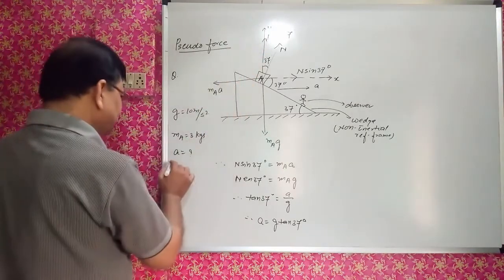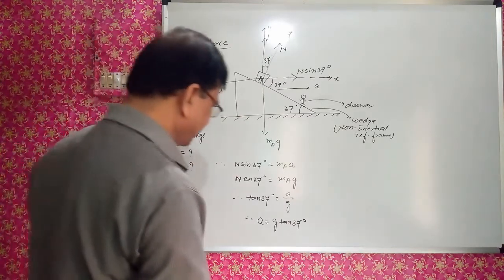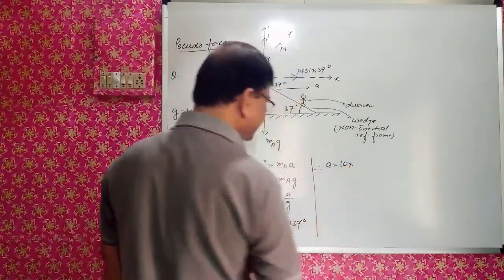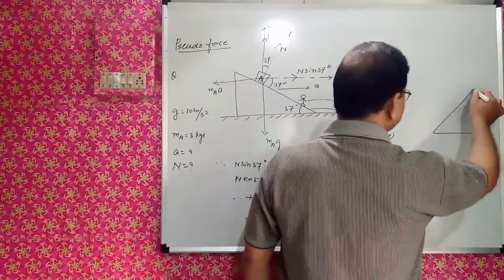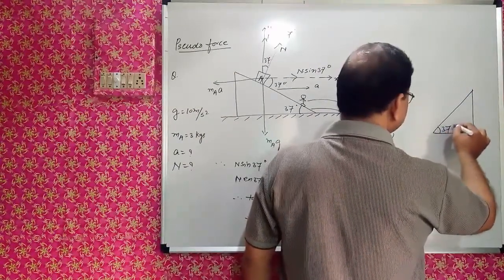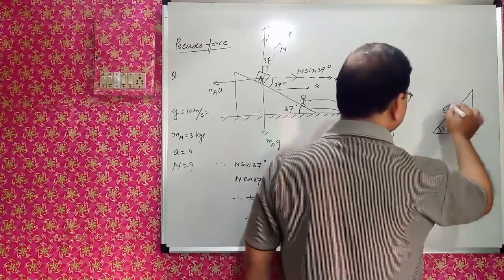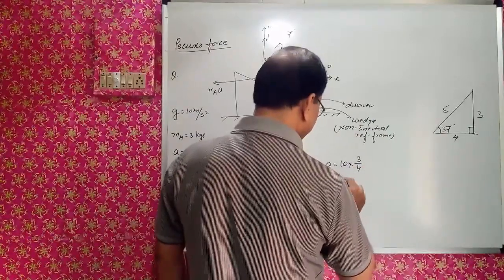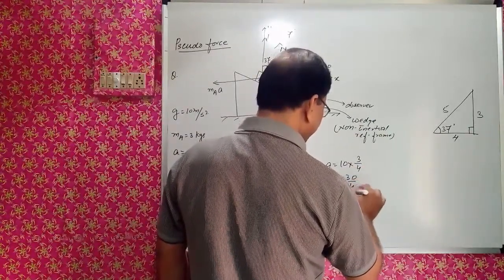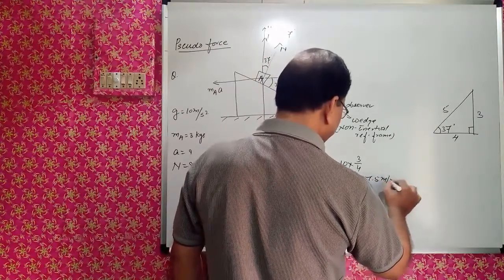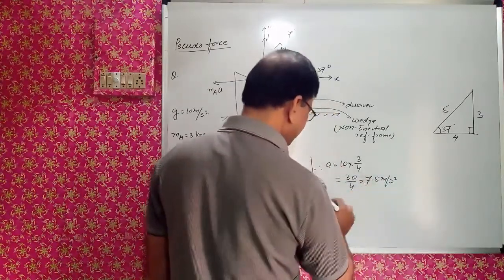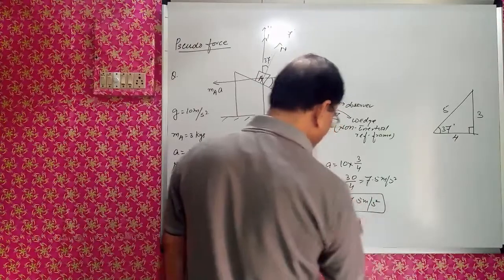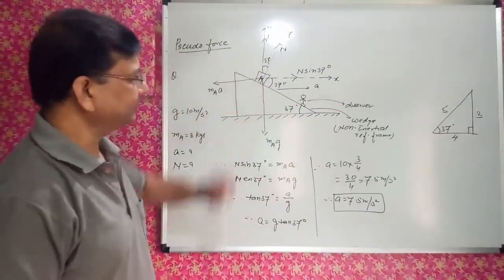And suppose the normal reaction is to be found out, that too we can find. So here from this we will get a is equal to 10 into tan 37. For 37, it is a standard angle: this is 90 degrees, this is 37 degrees, then this is 3, this is 4, and this is 5. So tan 37 is 3 by 4. So that will be 30 by 4, 7.5 meters per second square. Therefore, a is equal to 7.5 meters per second square. This should be the acceleration with respect to which the mass will be at rest.